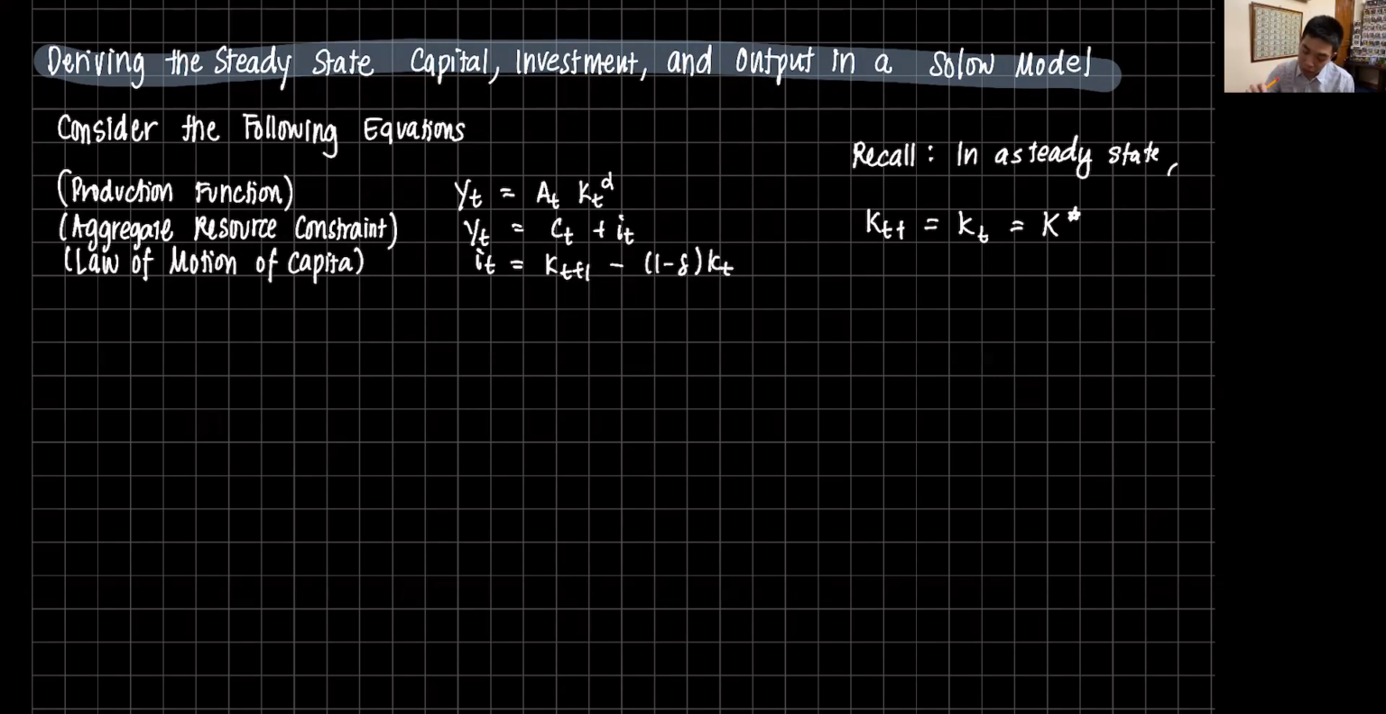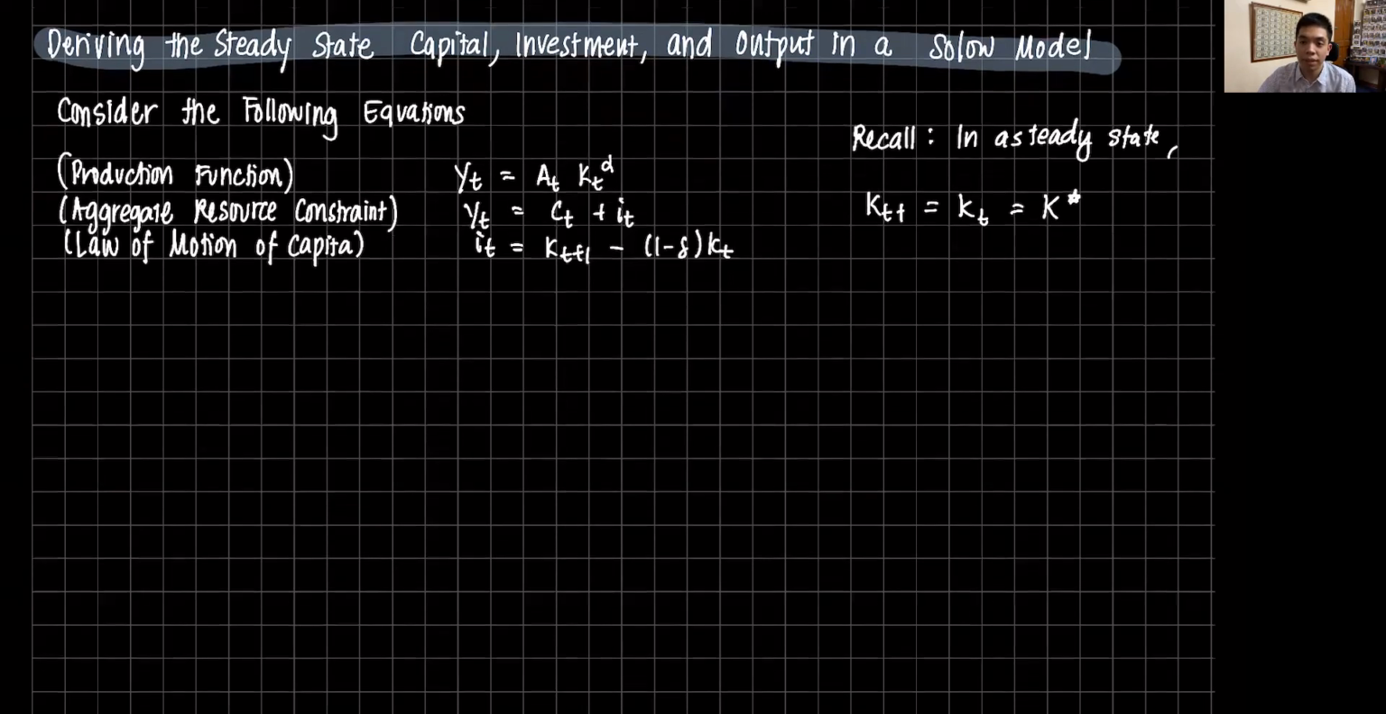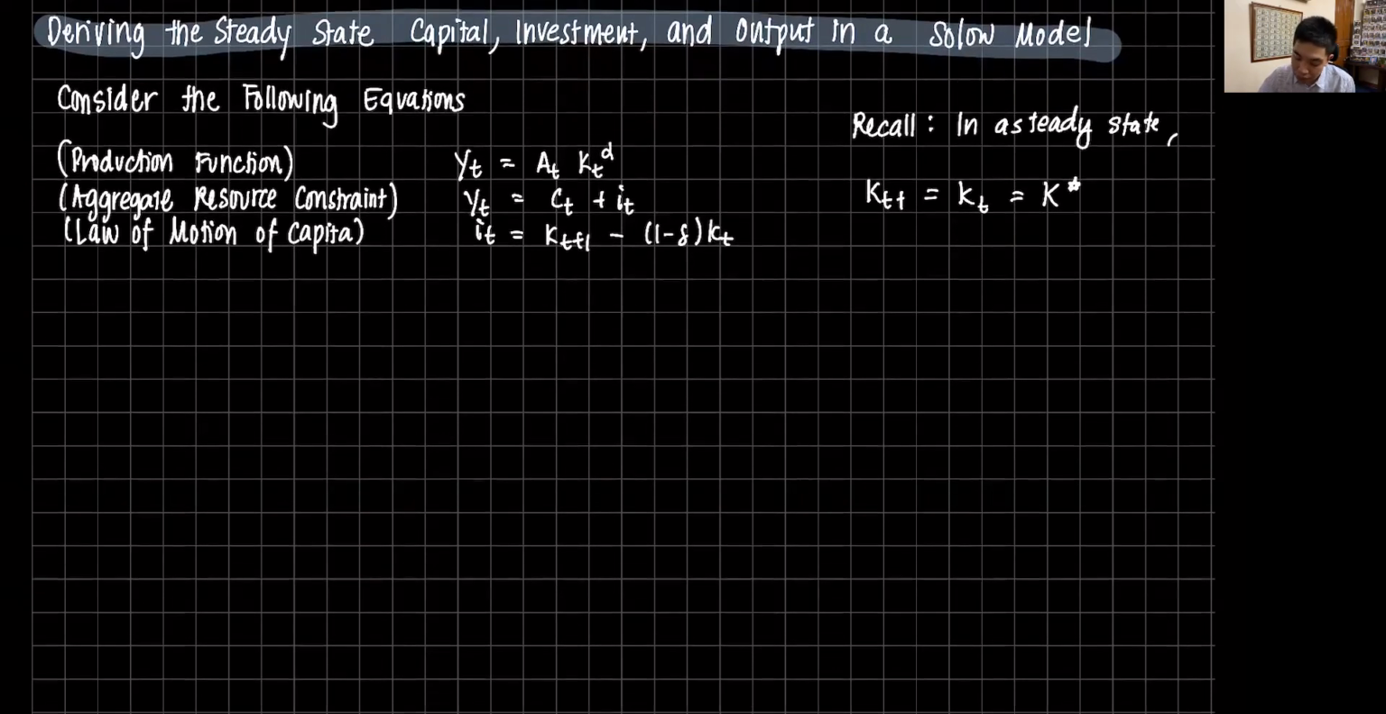Essentially what we're going to do in this video is solve for steady state capital, and we will get output in return, as well as investment and consumption. That's what's going to happen, and we're going to try and see how those things are interpreted. So we can begin.